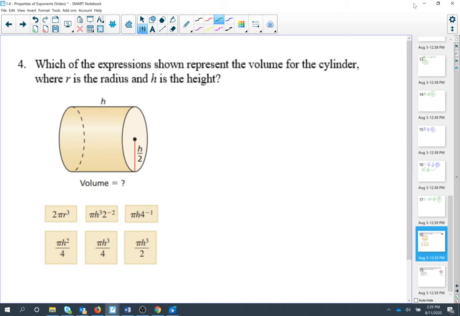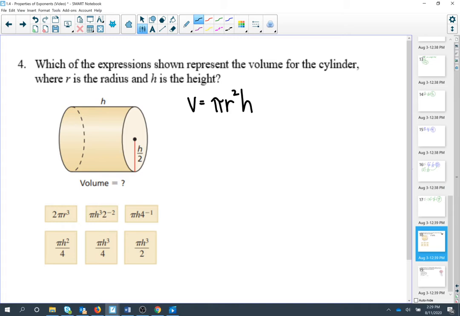The first thing I'm going to look at is, well, what is the volume of a cylinder? And if you're not sure, that's what Google's for. Go Google volume of a cylinder. But the volume of a cylinder is pi r squared h. Now, I'm looking at pi r squared h. That's how you find the volume of a cylinder. And I'm looking over here, and none of these look to me like they're pi r squared h.